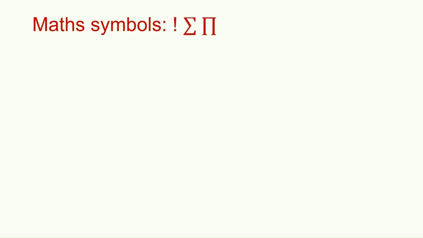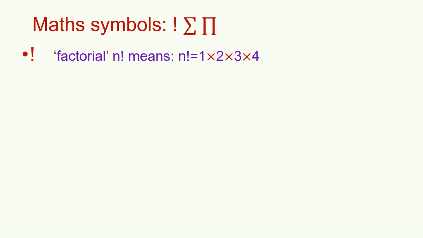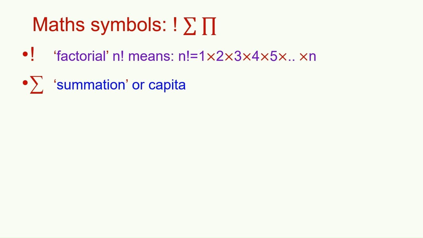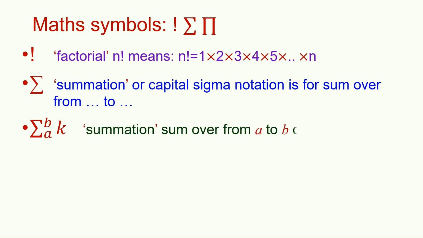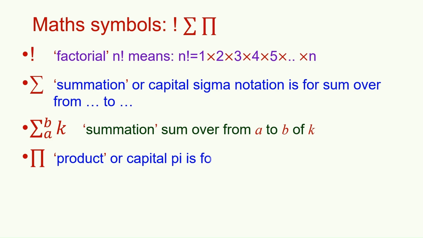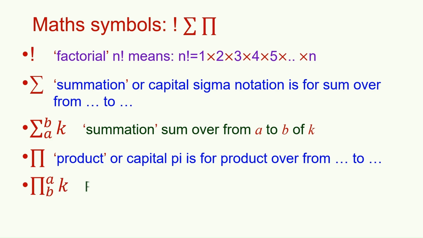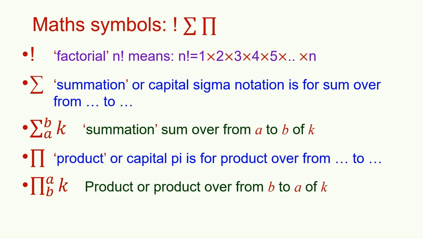Math symbols: factorial, capital sigma, capital pi. Factorial sign: n factorial equals 1 times 2 times 3 times 4 times 5 up to n. Capital sigma, summation or capital sigma notation, is for sum over a to b of k. Capital pi, product or capital pi notation, is for product over a to b of k.